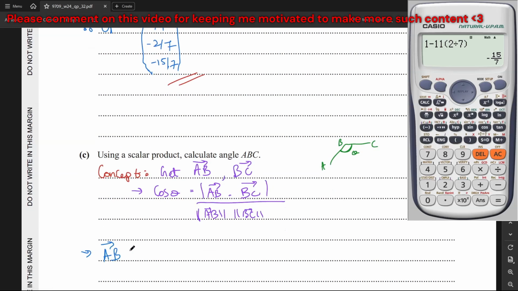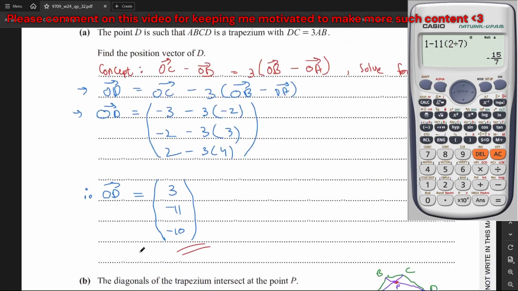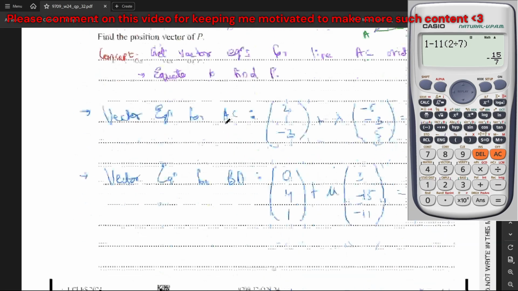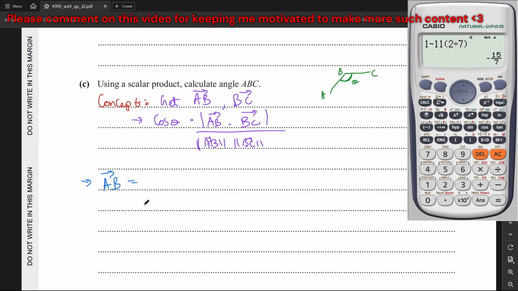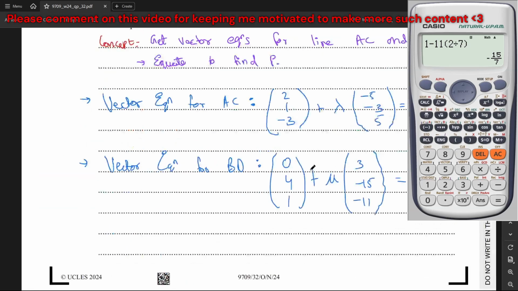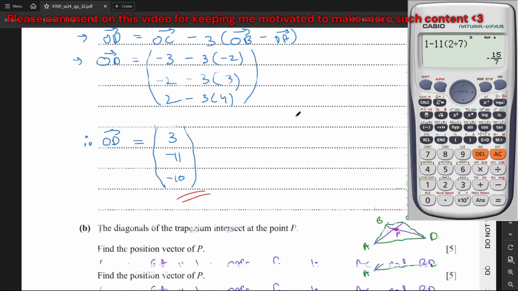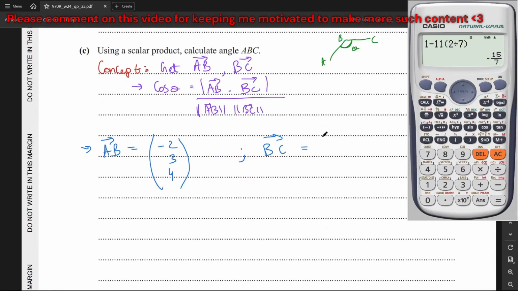So my AB vector will be what? It will be OB minus OA. So OB minus OA, so minus 2, 3 and 4. Then similarly, the BC vector will be OC minus OB. So minus 3, minus 6 and 1.